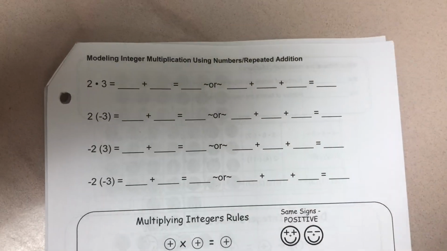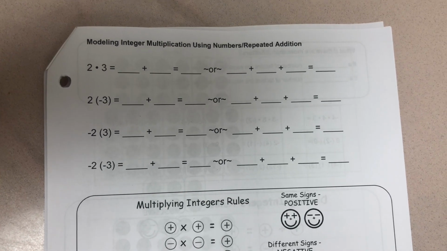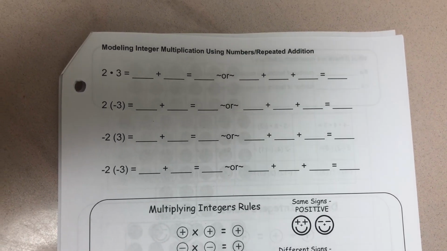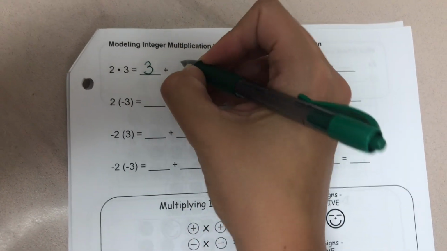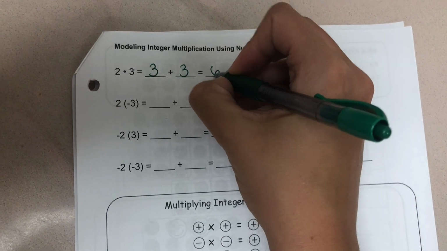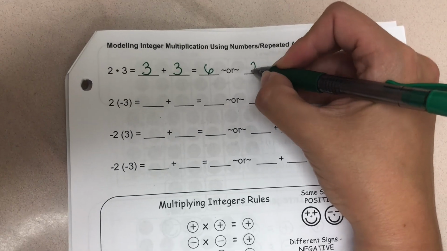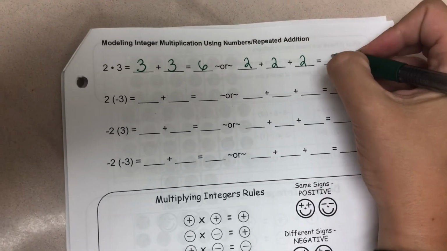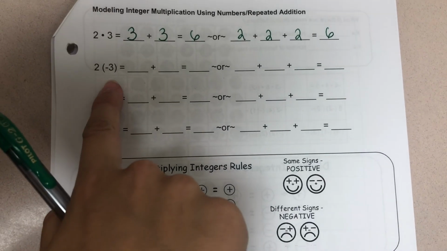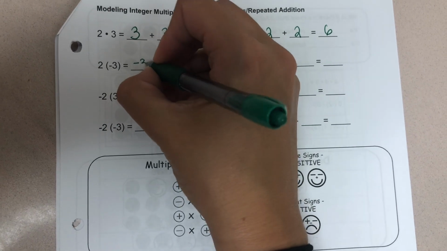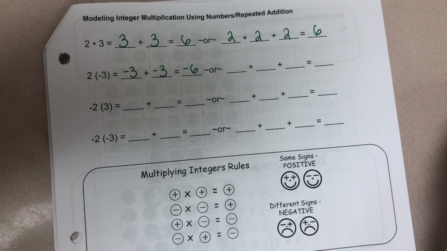Now, in addition to modeling using counters and number lines, we can also just think about how these rules make sense because we know that multiplication is repeated addition. So when we have 2 times 3, that's like doing 3 added together 2 times to give us 6. Or it's like doing 3 groups of 2, so adding 2 together 3 times to give us 6. So if we think of it with a negative, 2 times negative 3 means I'm adding negative 3 2 times. Well, that gives me negative 6.